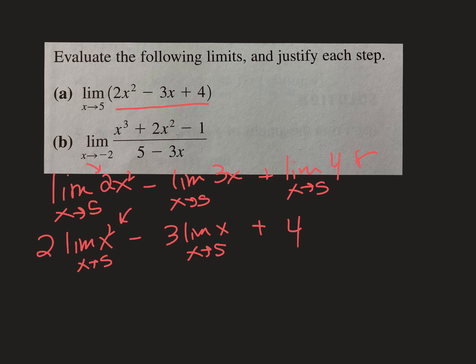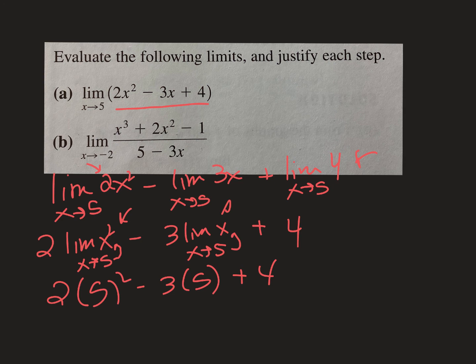If you have an x squared, what I'm going to do is take the number down here, and it just goes in there. Okay, so I'm going 2 times 5 squared. Same thing here. If it's just an x, you just put that number in for x. 3 times 5. That's the limit. That's those special cases we just looked at.